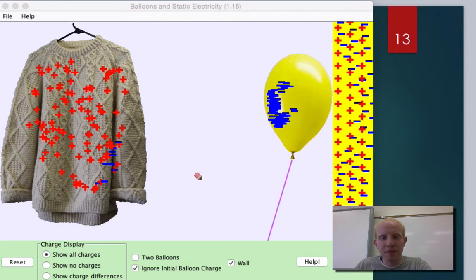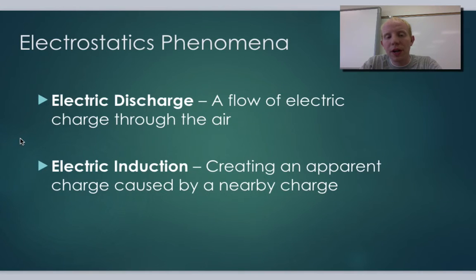So that's electric induction. All right, so two very important phenomena: electric discharge and electric induction. You'll start to notice these a lot more as you look for them. Things that appear to have electrons flow through the air are because of discharge, and with electric induction you may see some examples of things that look to be charged because of other charges nearby.